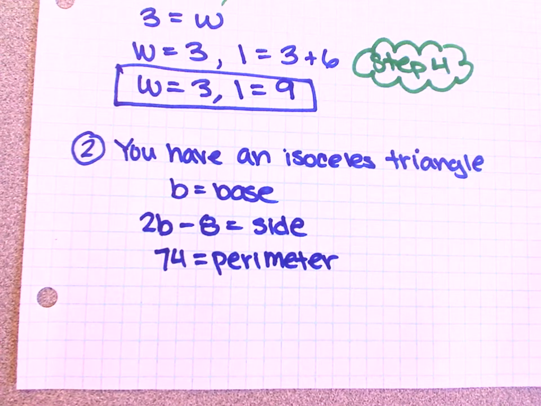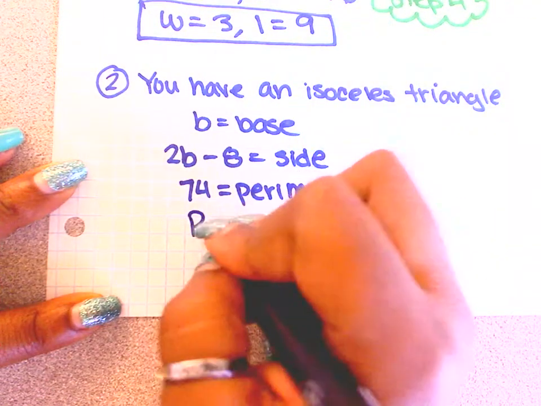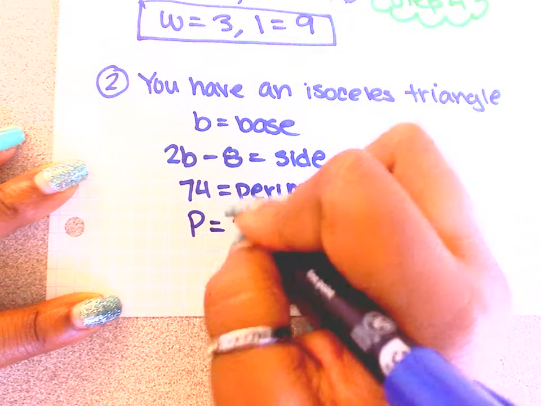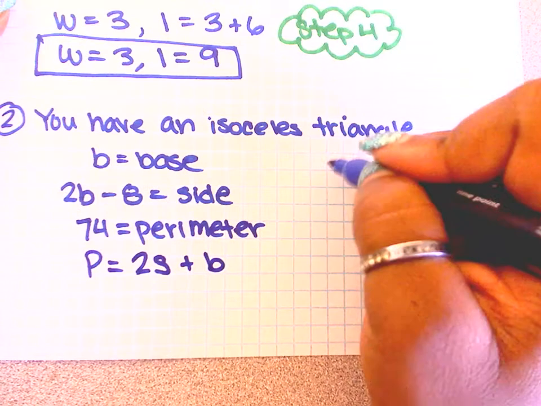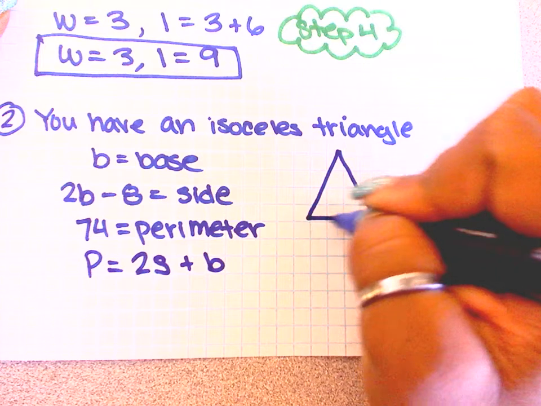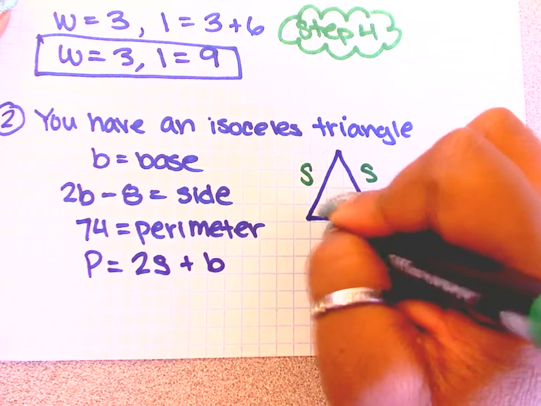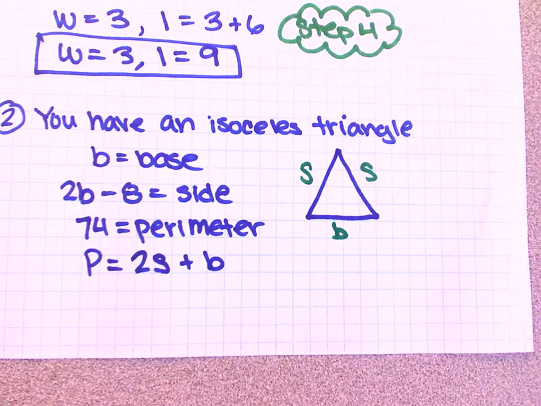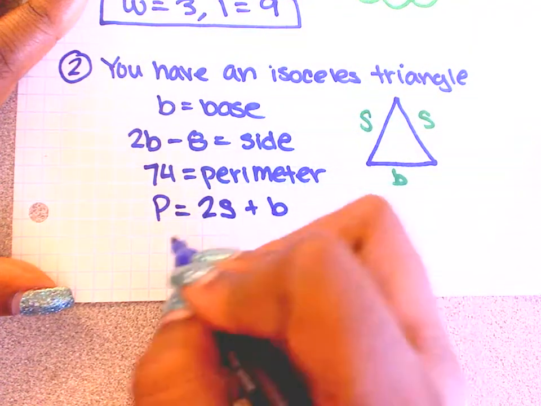Now same thing, look back at the first problem. What do we need to do? Well, for an isosceles triangle perimeter, we're adding up all the sides, right? So we know that the perimeter is going to equal 2 sides of the triangle, so 2 times the side, plus the base. Let's draw a triangle over here. You're going to have 2 sides and a base. So, plug it in. Perimeter is 74.